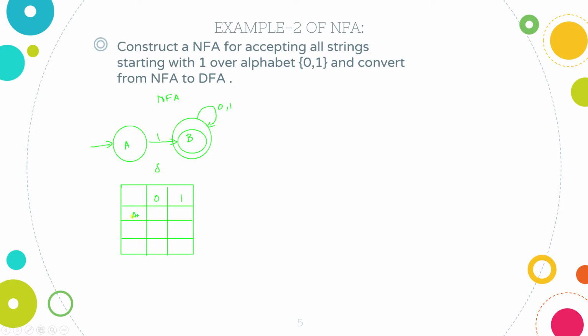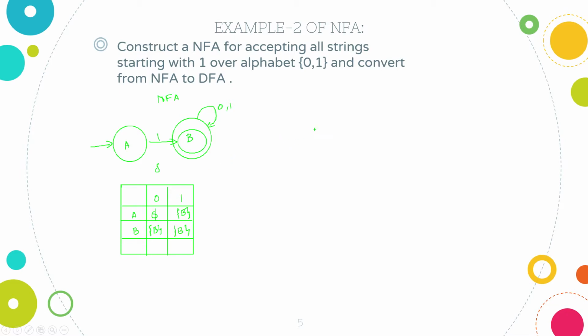You are in state A. You get an input of 0. What happens? Nothing is mentioned. So let's write it as the empty set, that is the null set. And then you get an input of 1, you go to state B. So let's write it as the set of B. Okay. Now what about B? Is anything mentioned over here? No. If you get a 0 or 1, you still stay in state B. So let's write it as state B and state B. Okay, done. So this is the NFA.